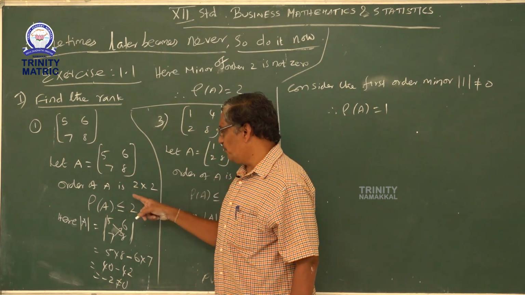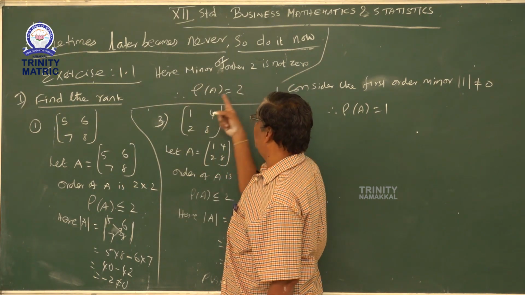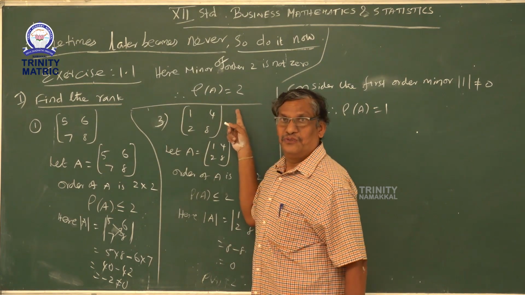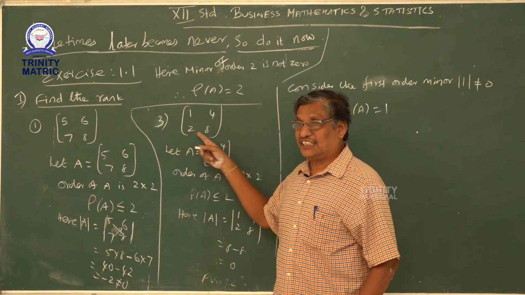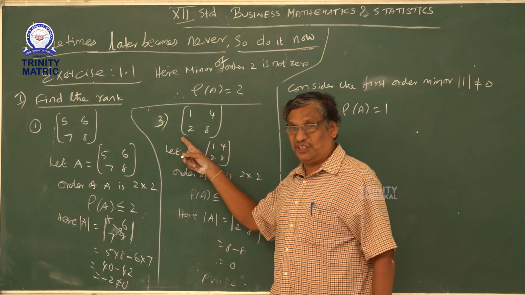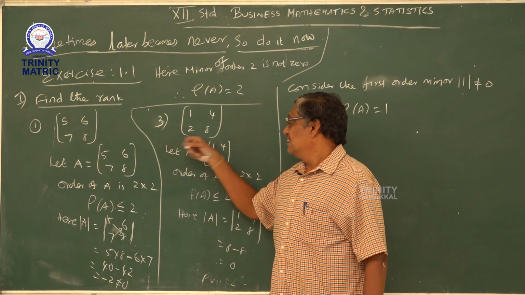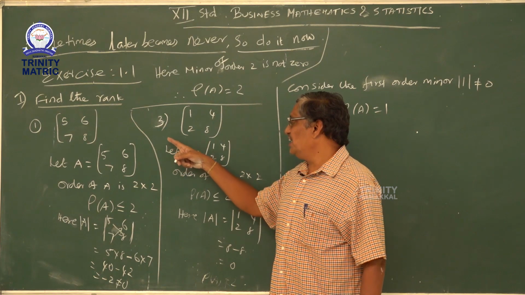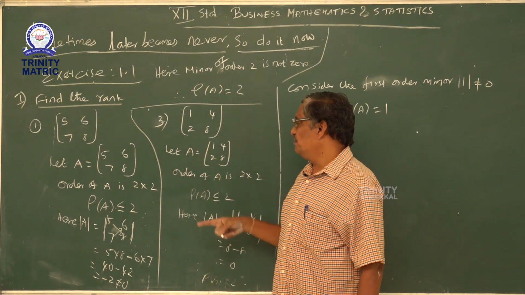So here R of 2 is not vanishes. Here the minor of order 2 is not 0. Therefore rank is 2. Next we will go for the third sum. The second sum you can do as homework. Refer to your classwork and your book, and you will find that the second sum is homework for you.